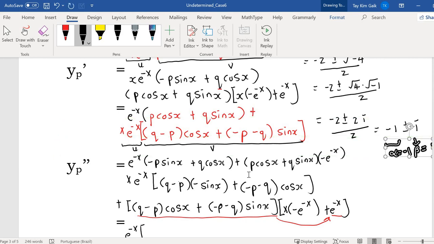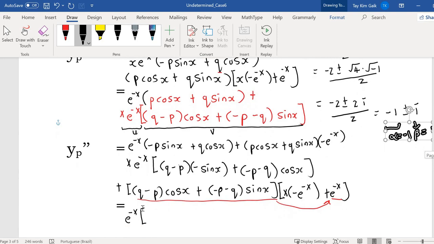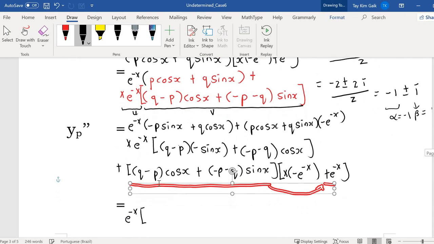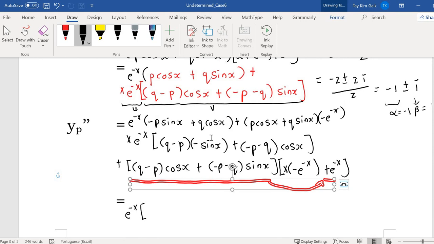Not too messy. And then the second line here, this is u, this is v prime, and then v, u prime. In order to get your u prime here, again, product rule. Now I'm going to collect and simplify the y double prime. We got three lines.